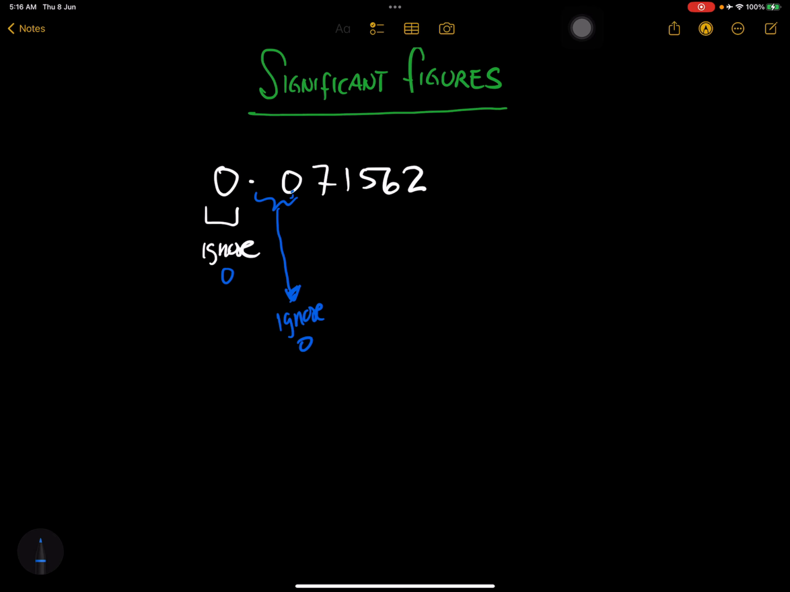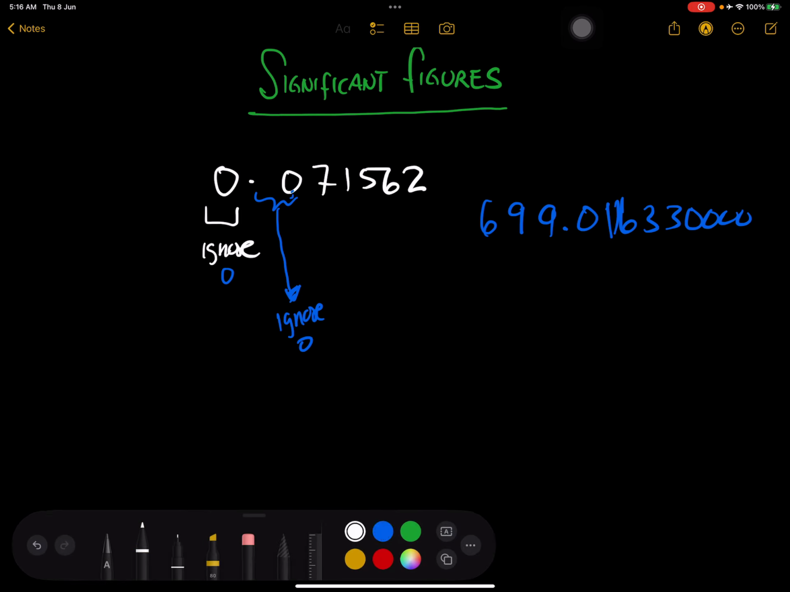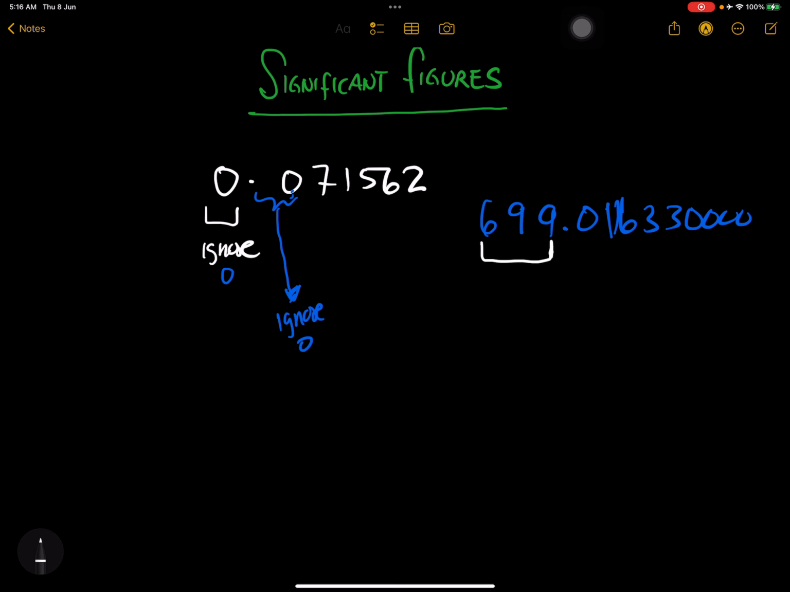Another rule is that if we have, let's say, this number, 699.016330000, we're going to imagine that. You see here, the number did not begin with a zero, so we cannot say we are going to ignore it. And here, there's a zero right after the decimal point. We cannot ignore it. We are going to count that zero.